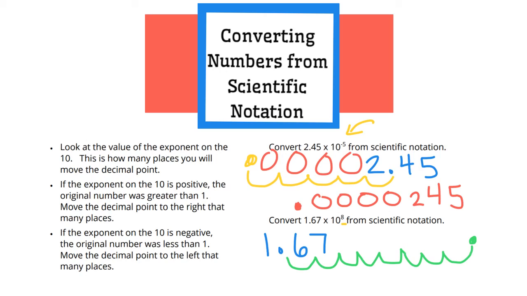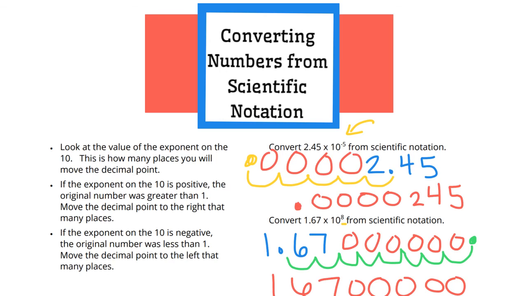This is where my decimal should end up. What do I do with all these empty spaces? Well, I put zeros in each empty space. Wow, that's a big number. So when we convert 1 and 67/100ths times 10 to the power of 8 from scientific notation, we have 167 million.